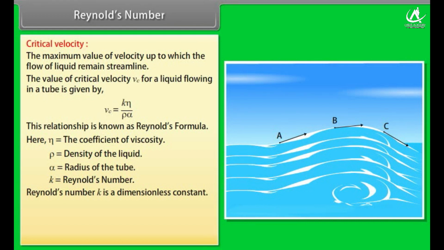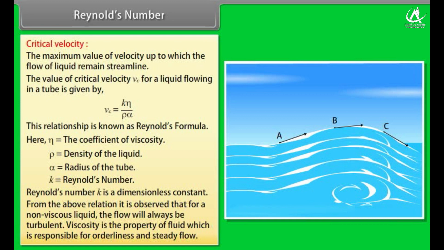Reynolds number K is a dimensionless constant. From the above relation, it is observed that for a non-viscous liquid, the flow will always be turbulent. Viscosity is the property of fluid which is responsible for orderliness and steady flow.